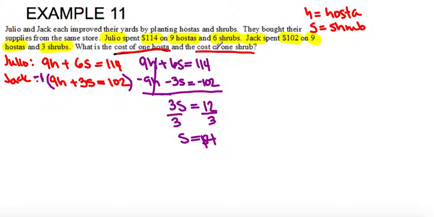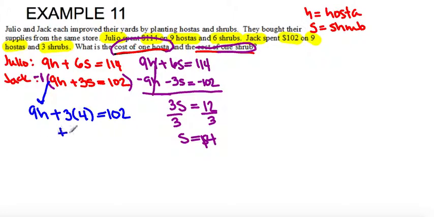They're asking me the cost of 1 shrub, and they're asking me for the cost of 1 hosta too. So I have to plug the S back in to one of the 2 original equations. I'm going to plug it into, let's do it to the bottom. So I have 9H plus 3 times 4 equals 102. I have to get H by itself, so I multiply 3 times 4 first. So I have 3 times 4 is 12 equals 102. Bring down the 9H. I subtract 12 on both sides.